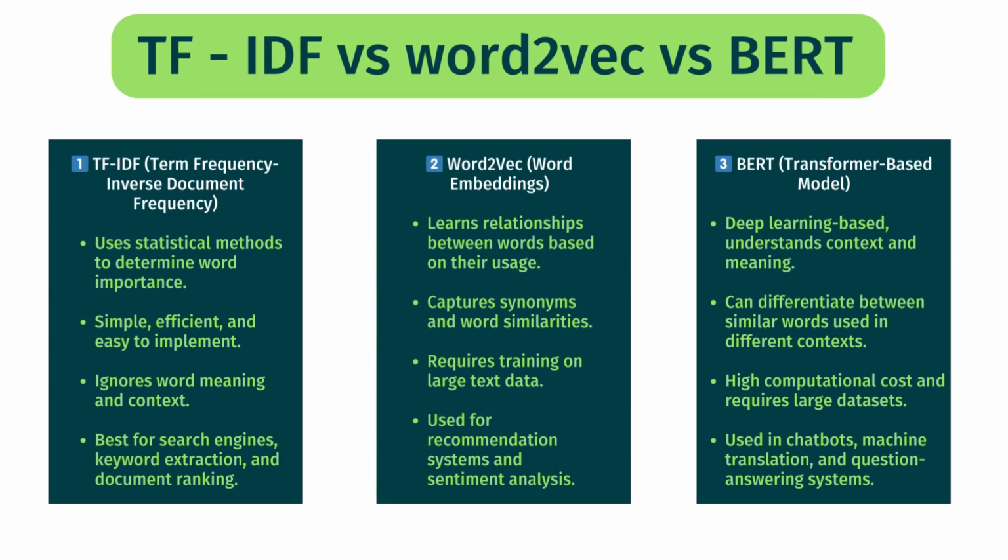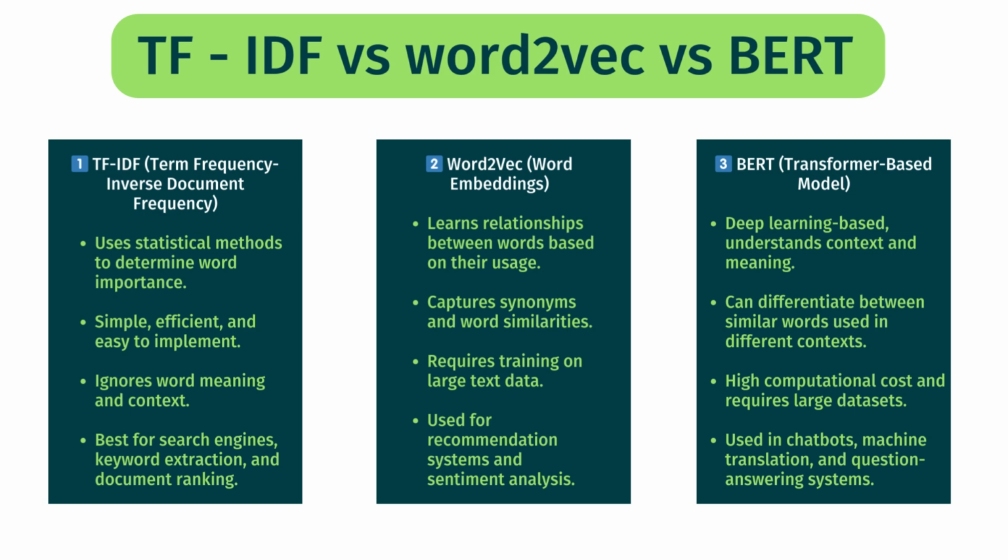First, TF-IDF, or term frequency-inverse document frequency. This method uses statistical calculations to determine word importance. It is simple, efficient, and easy to implement. However, it ignores word meaning and context. TF-IDF is best suited for search engines, keyword extraction, and document ranking.